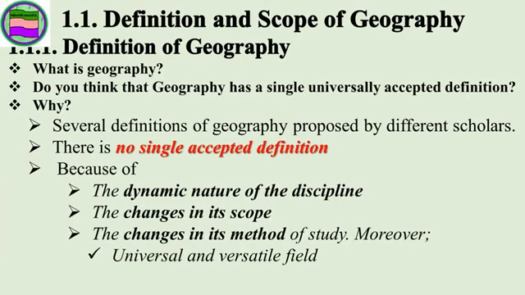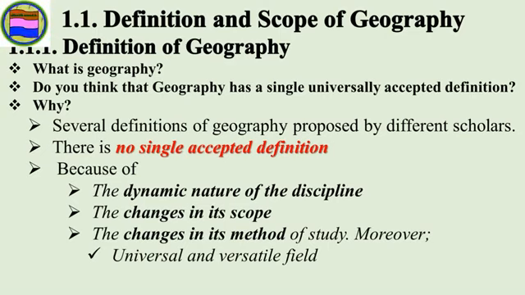The other point is that geography is a versatile field, because it includes both physical and human aspects, allowing for an interdisciplinary approach. Geographers can explore the interaction between the natural environment and human society, and investigate topics such as climate change, sustainable development, population dynamics, urbanization, resource management, and the cultural landscape. So based on this, we can say that geography is a universal and versatile field.